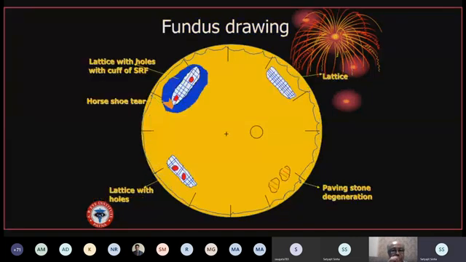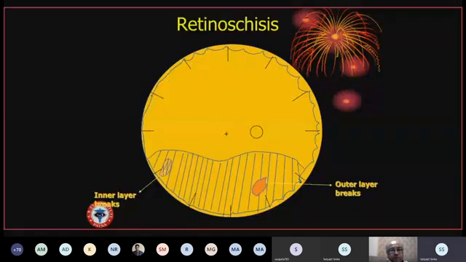Lattice, you will commonly be asked to draw. It's color-coded blue with blue crisscross hatchings inside. Sometimes they have atrophic holes, so you draw small red dots in the center of the lattice. This is again the inner and the outer layer breaks. Inner layer breaks are blue with blue hatchings, and outer layer breaks have a red center with a blue outline. For retinal detachment with PVR, you see these star folds. The subretinal gliotic bands have to be drawn yellow.